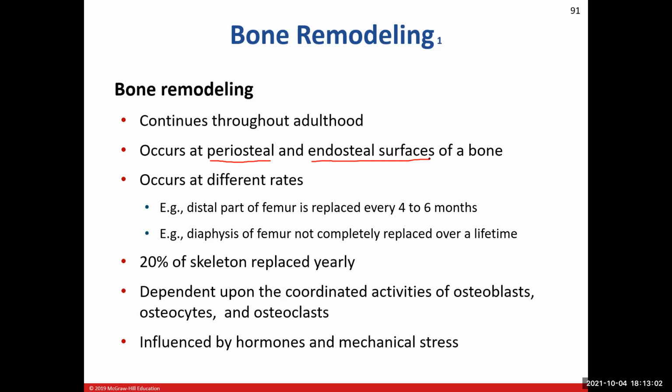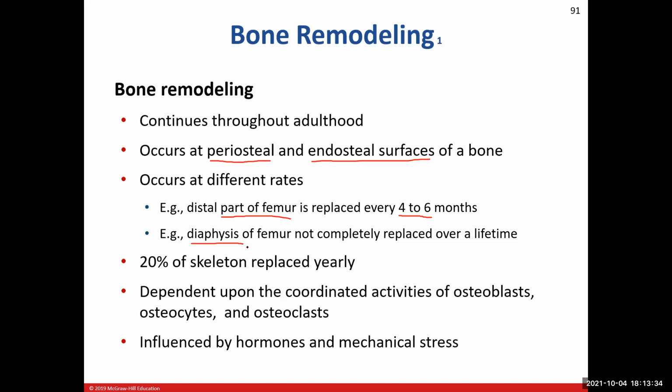We'll see here in the distal part of the femur, because it's a weight-bearing area, a turnover every 4 to 6 months. Same bone though, when we look at the diaphysis of the femur, it might not be completely remodeled in the course of a lifetime. So you can see that a lot of stuff is going on and it really depends on what is happening to that bone.